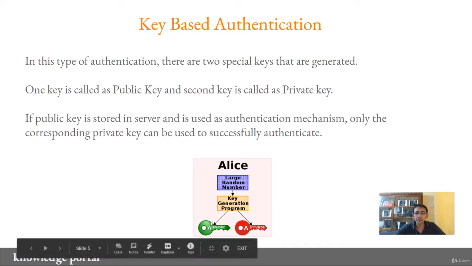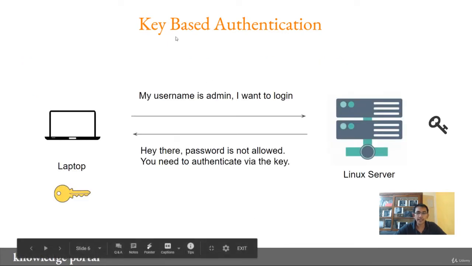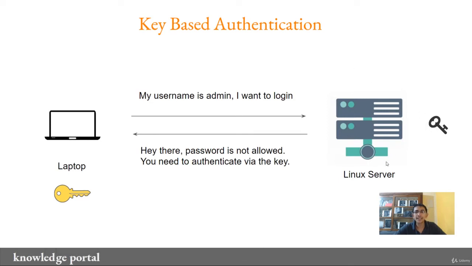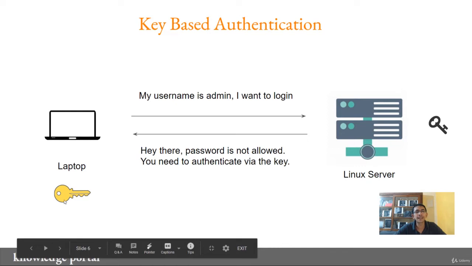And if this public key is stored in the server, then Alice can only log into the server with the corresponding private key. So again, this can be better understood with this diagram here, where you see that one key is stored in the Linux server and the second key is stored in the laptop. And whenever a user wants to log into the server, the user will have to make use of this private key as part of the authentication mechanism. So that's the high level overview about the key based authentication.